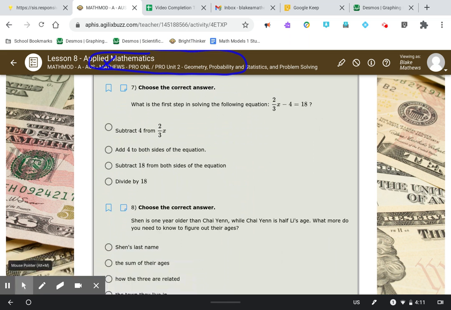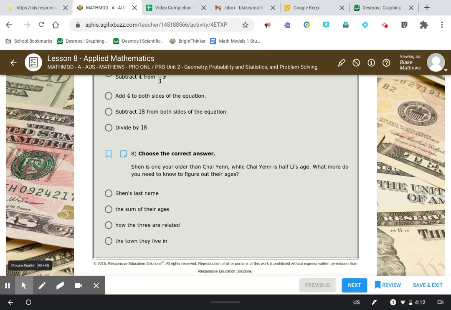What is the first step in solving the following equation? I think everybody here on this course will be able to do this, but you're basically saying if you were solving this problem using algebra, what would be the first thing that you would do? I'll let you answer that one. And I think number 8, you guys will be fine on this one. Only one of these things is relevant to figuring out their ages. So I think you'll be able to figure that one out as well.